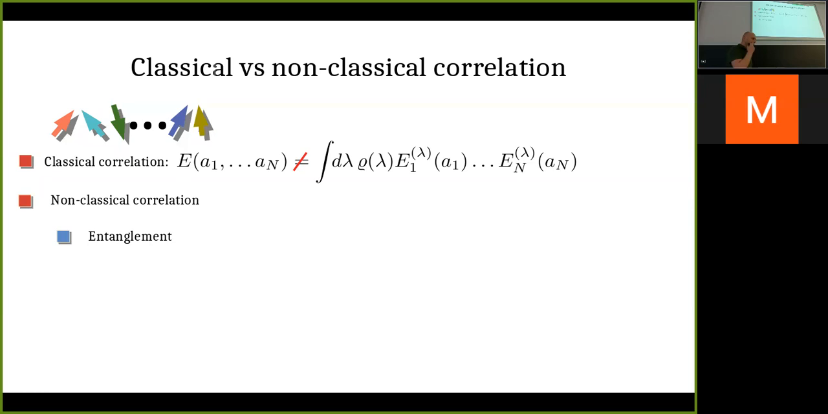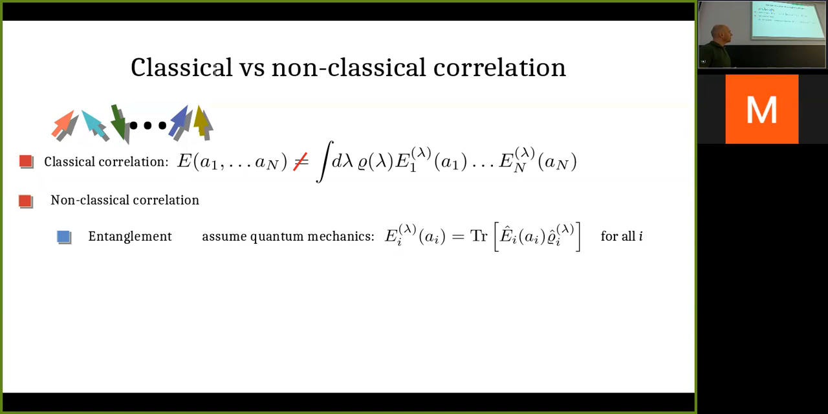there are basically three types of correlations which I consider in my work. The first one is related to what we call entanglement. And entanglement, as you well know, assumes that these local outcomes, E1 up to EN, are calculated with the prescriptions of quantum mechanics, which means that you have some local density matrices for each subsystem, and you have a corresponding projector, and you calculate it with the methodology of quantum mechanics. And if indeed your correlator cannot be expressed in this form, this means that your system cannot be expressed in a separable form, which by definition is what we call entanglement.